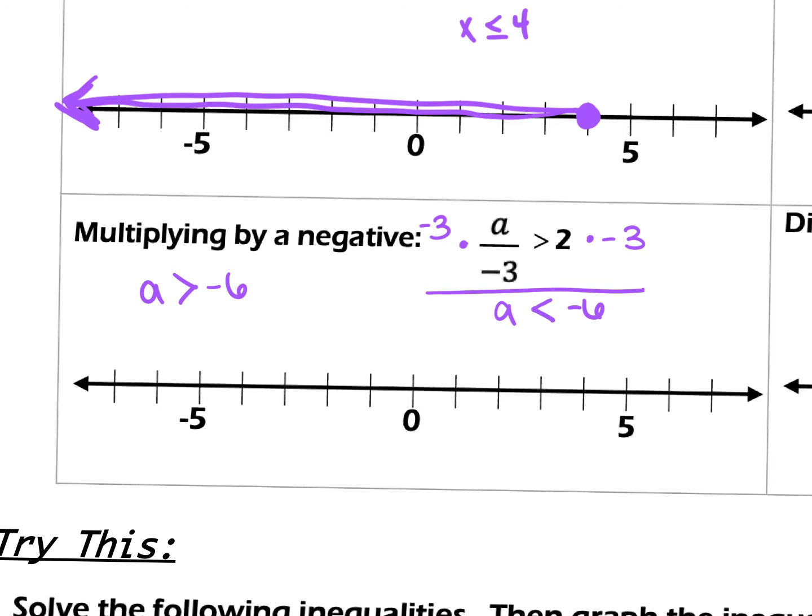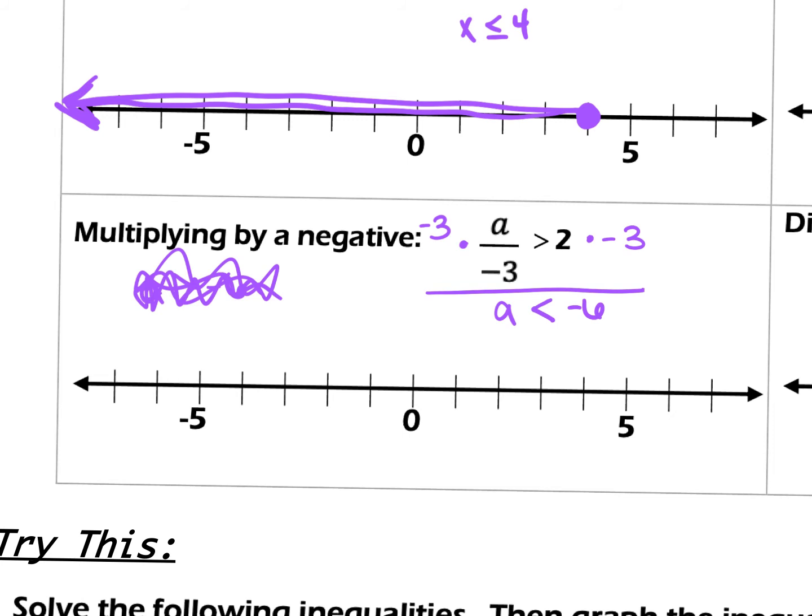Or we'll not say 5, we'll say 3. 3 divided by -3 is -1. -1 is not greater than 2. So we have to flip the sign so that it makes it work. Negatives make the sign change. So this one does not work. Don't write that down. It's not what we want.